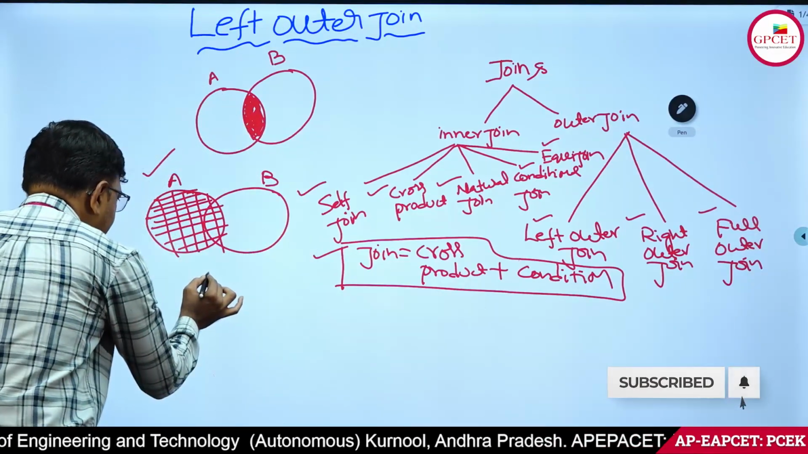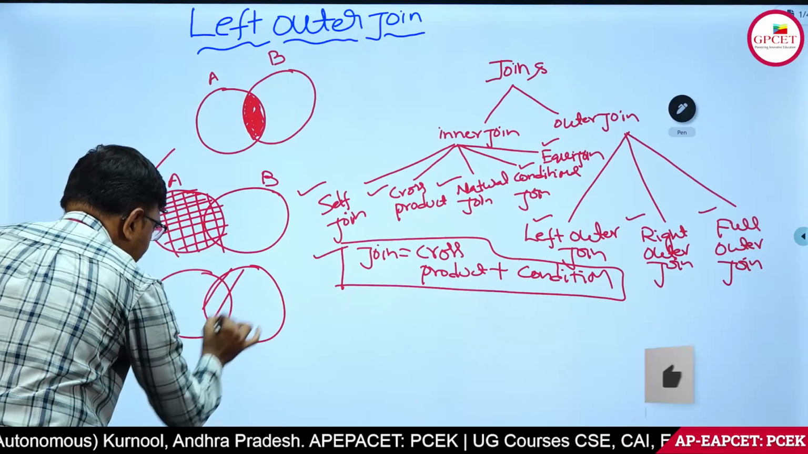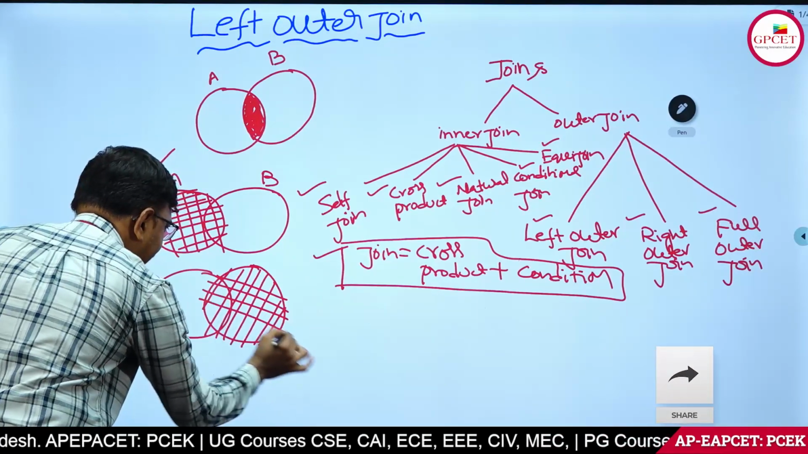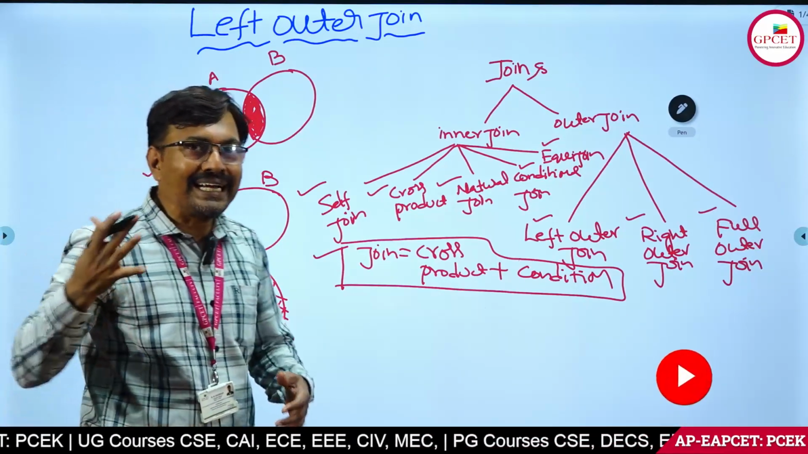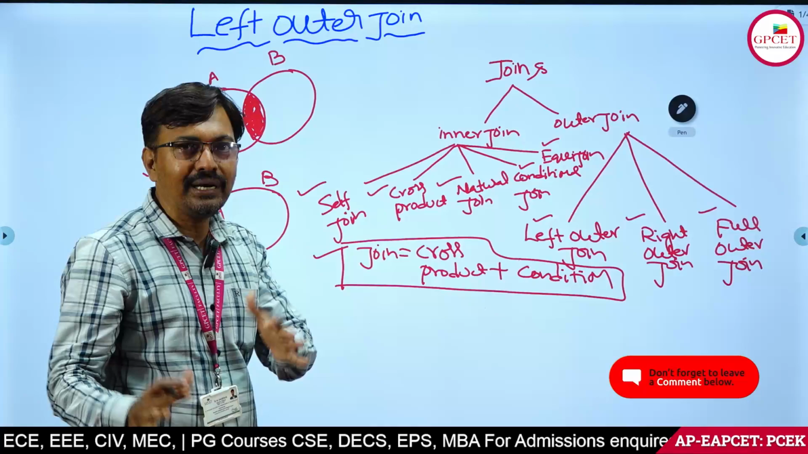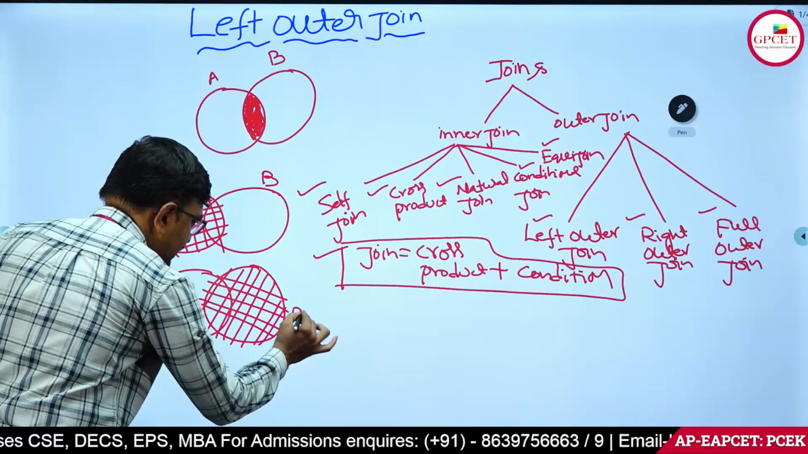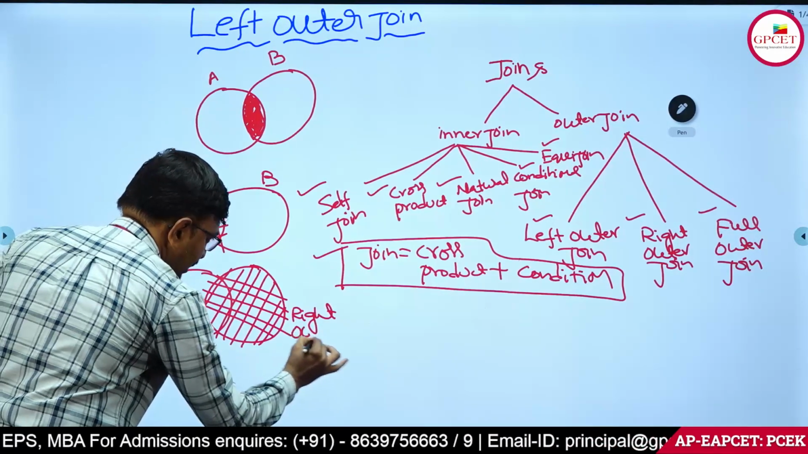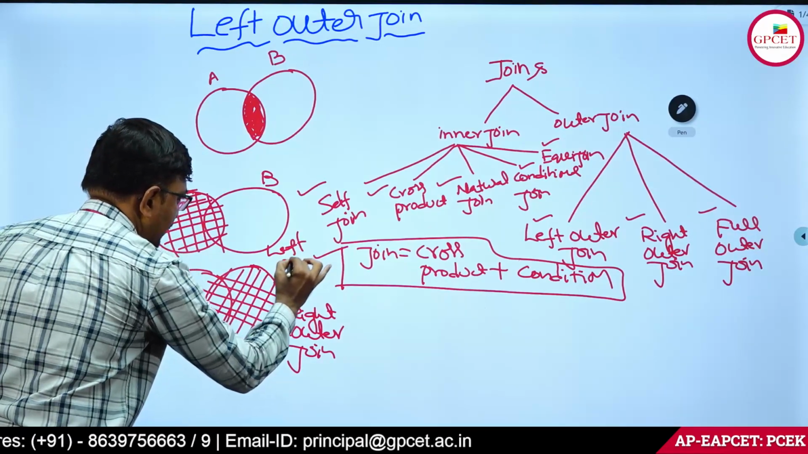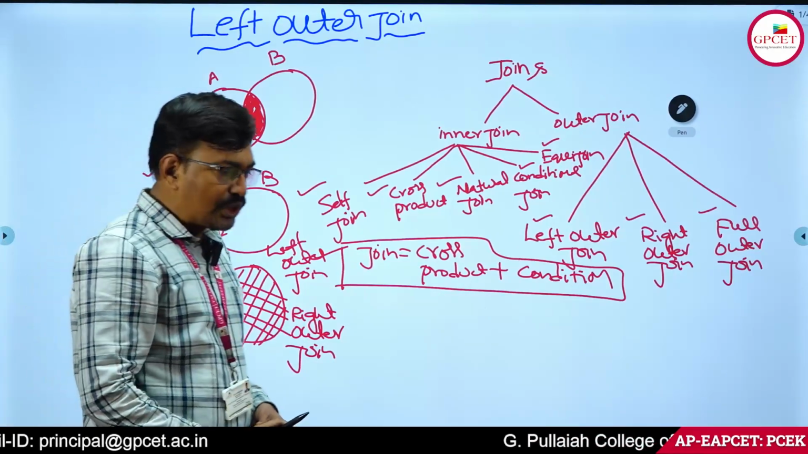Whereas the right outer join, observe here, right outer join, diagrammatical representation. The right outer join is defined as take all tuples in the right relation that did not match any tuple in the left relation is nothing but right outer join. This is the right outer join. This is the left outer join. Okay, that is the left outer join and right outer join.